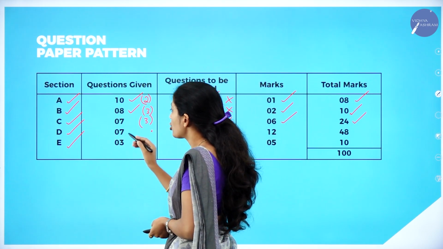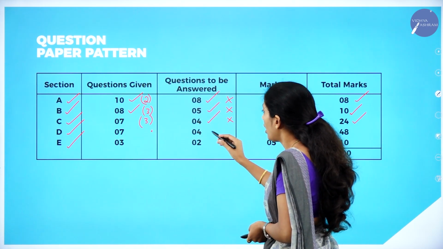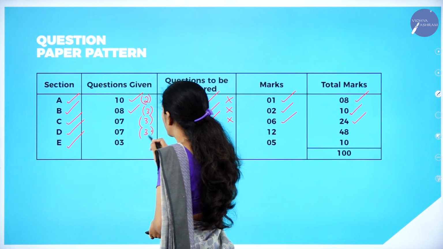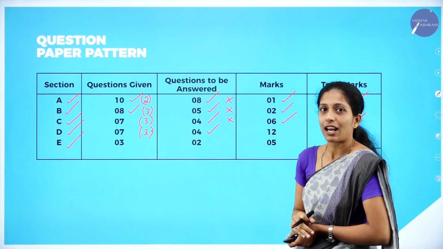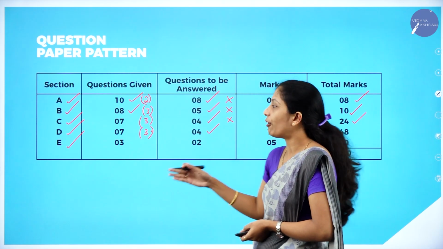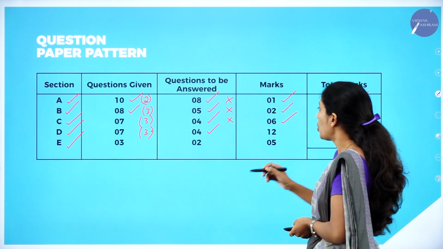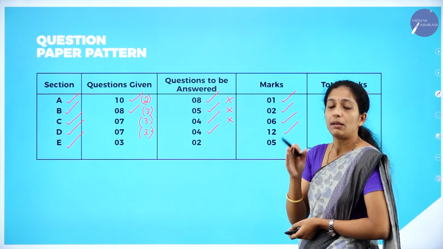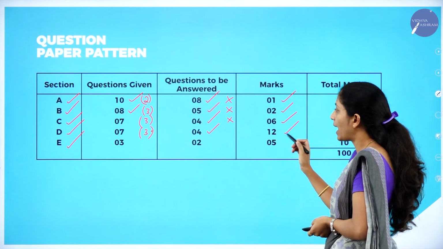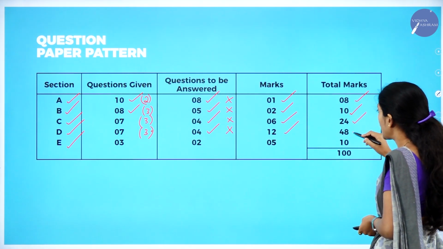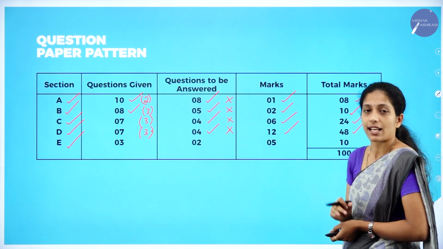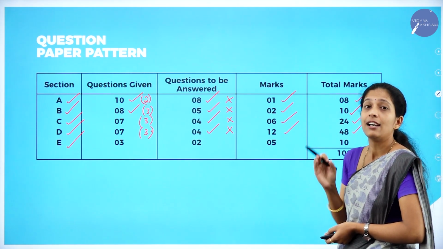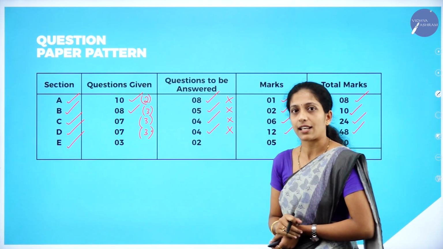Next, section D. They will ask 7 questions, out of which you have to write only 4. So here also you have an option of 3. You can choose any 4 questions out of 7 questions which carry 12 marks. Now see the weightage here. Under section D, the weightage of your question is 12 marks. So 4 into 12, you can expect 48 marks in your section D. This is the maximum marks where you can gain.